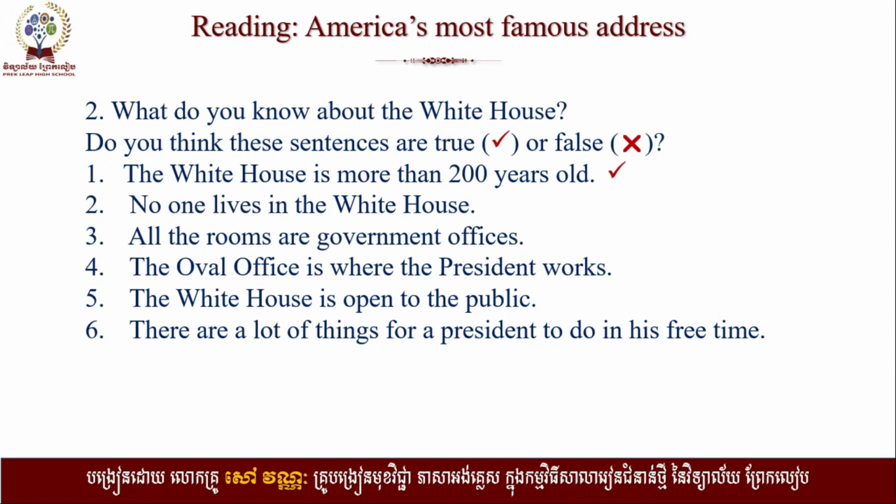Number 1, it is true. The White House is more than 200 years old now. Number 2, no one lives in the White House. Number 3, there are a lot of people there, 250. All the rooms are government offices. Wrong. Number 4, the Oval Office is where the president works.